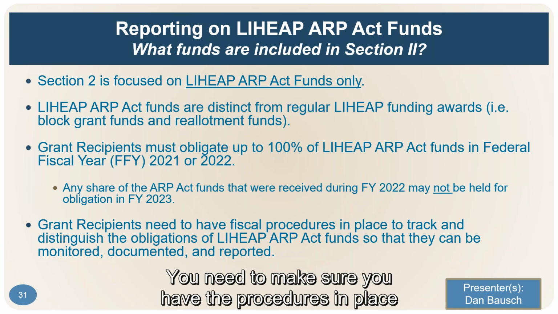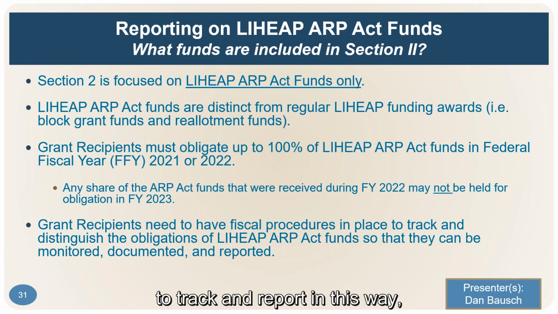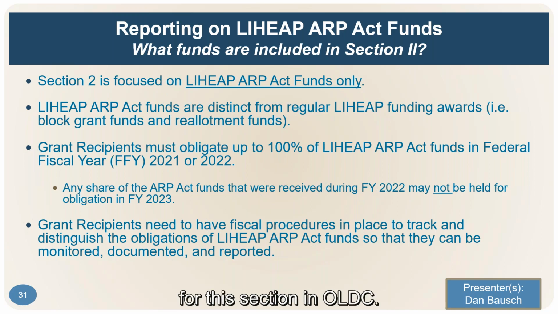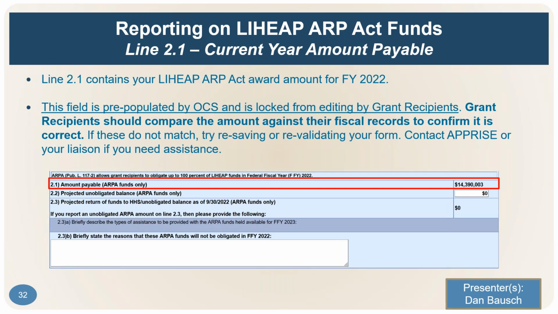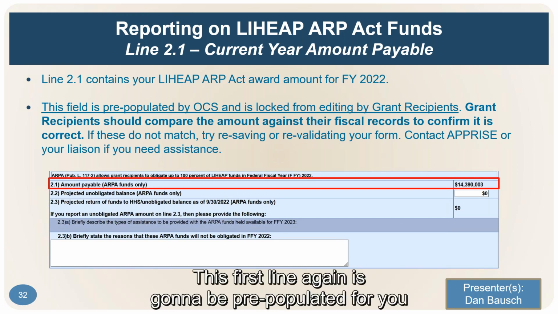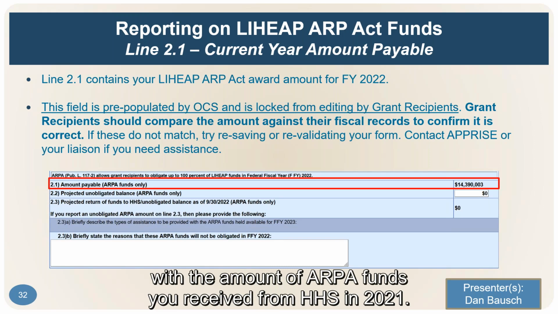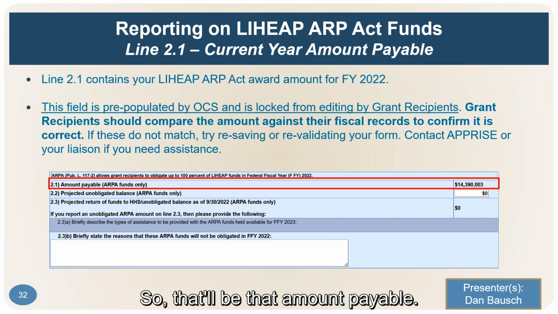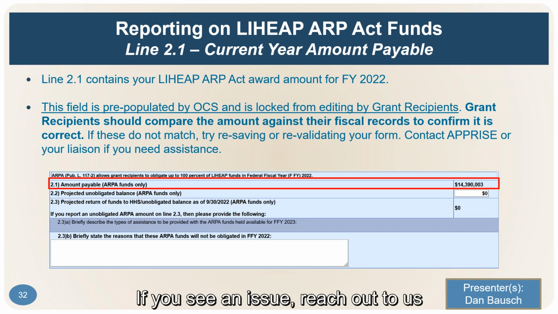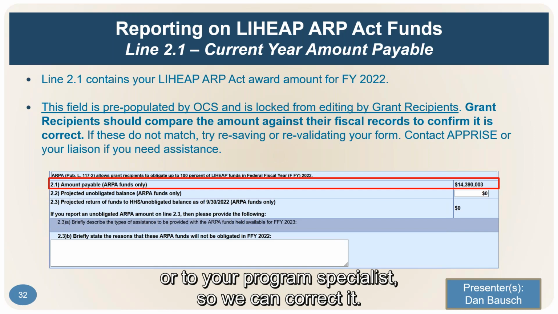You need to make sure you have the procedures in place with these and all other funds to track and report in this way. And now we'll look at what the screen looks like for this section in OLDC. So here's what section 2 looks like. This first line again is going to be pre-populated for you with the amount of ARPA funds you received from HHS in 2021. So that'll be that amount payable. You should check it against your records. If you see an issue, reach out to us or to your program specialist so we can correct it.